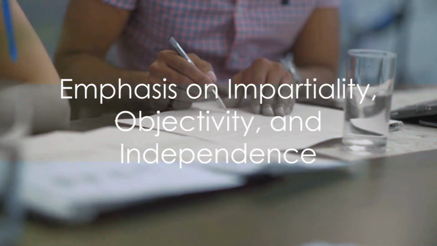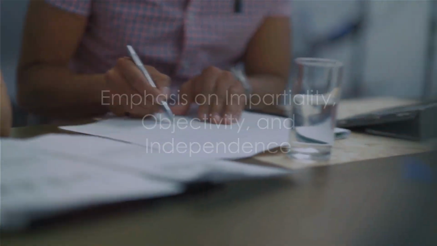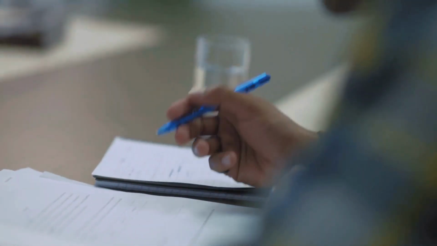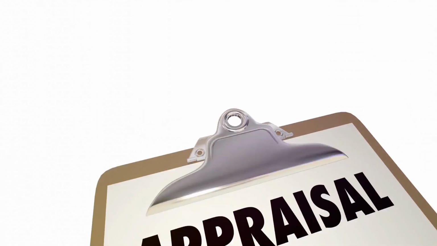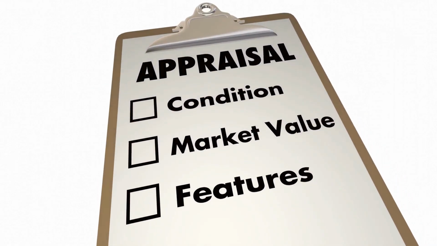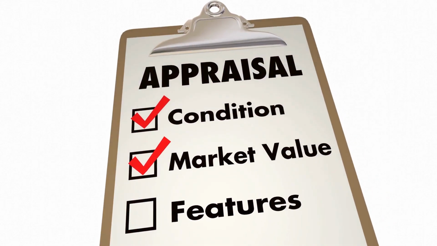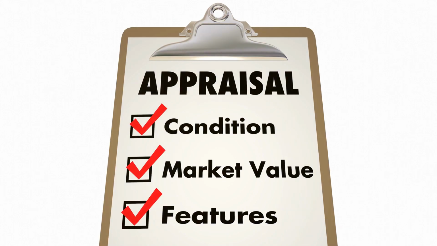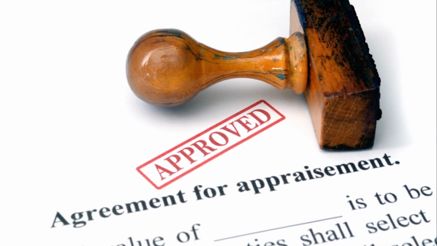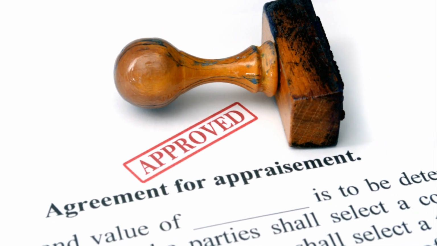In summary, the 2024 USPAP changes have placed a spotlight on the need for appraisers to be knowledgeable about and compliant with anti-discrimination laws and regulations. It has also emphasized the importance of appraisers performing their assignments with impartiality, objectivity, and independence without accommodating personal interests.